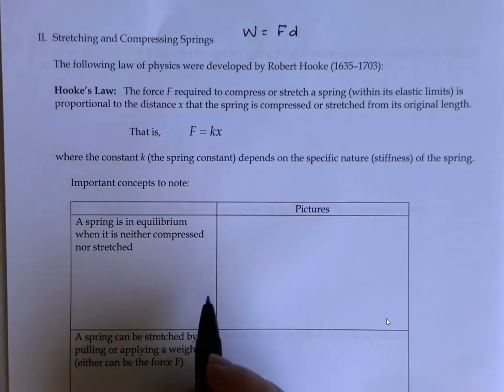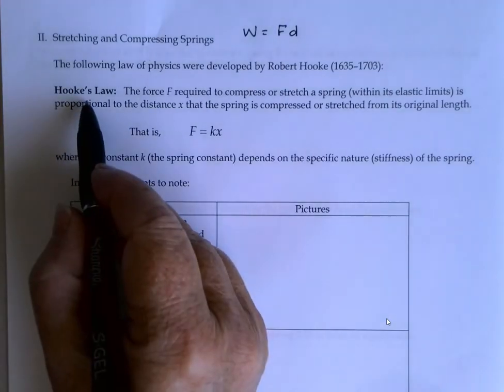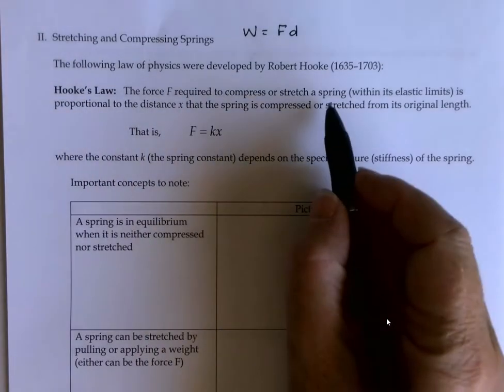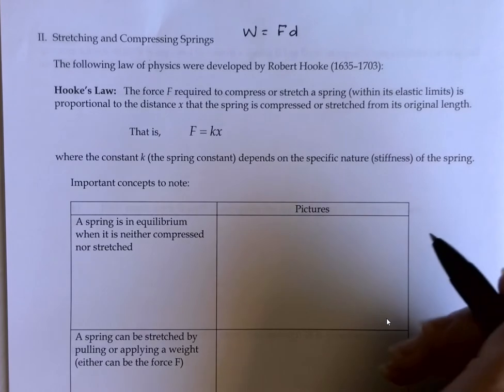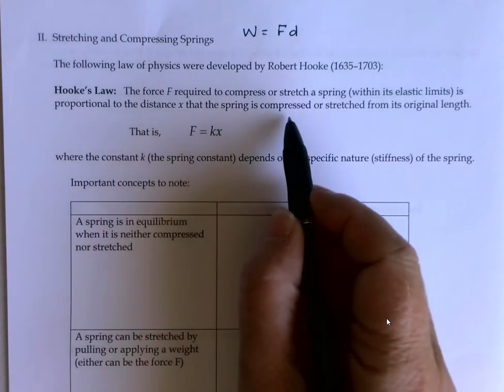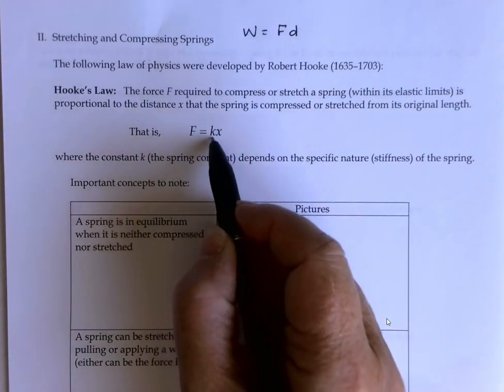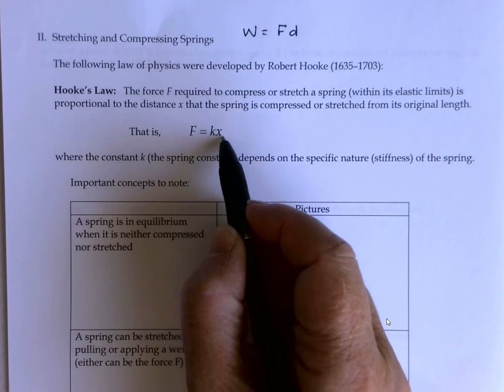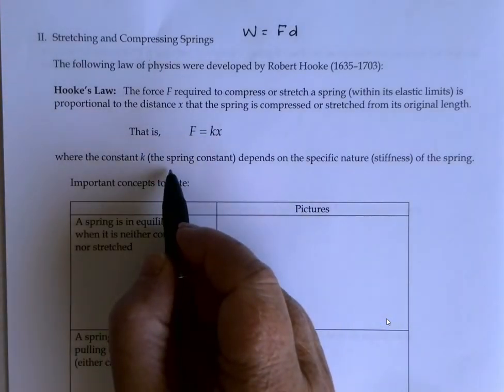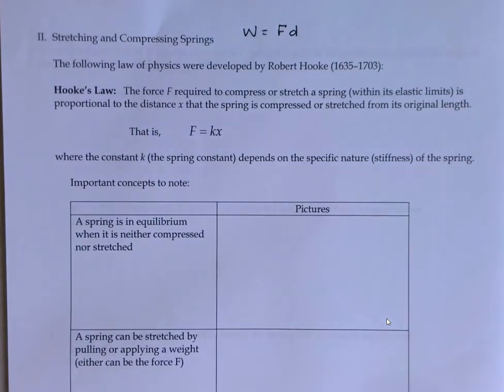This time, because we're working with springs, we're going to rely on something called Hooke's law that says that the force, F, required to compress or stretch a spring within its elastic limits, is proportional to the distance x that the spring gets either compressed or stretched. So F is proportional to, or equal to, a constant K times x. That value of K, that spring constant, depends on the specific nature of the spring. Really, it's how stiff or loose that spring is that determines that K value.